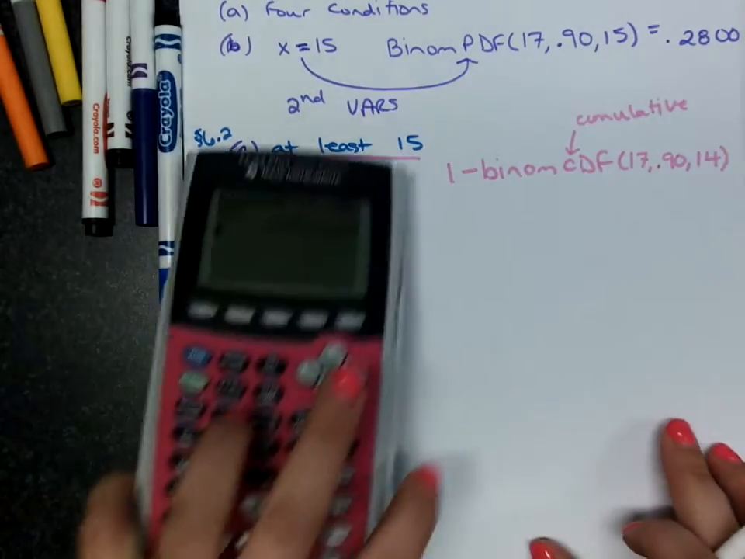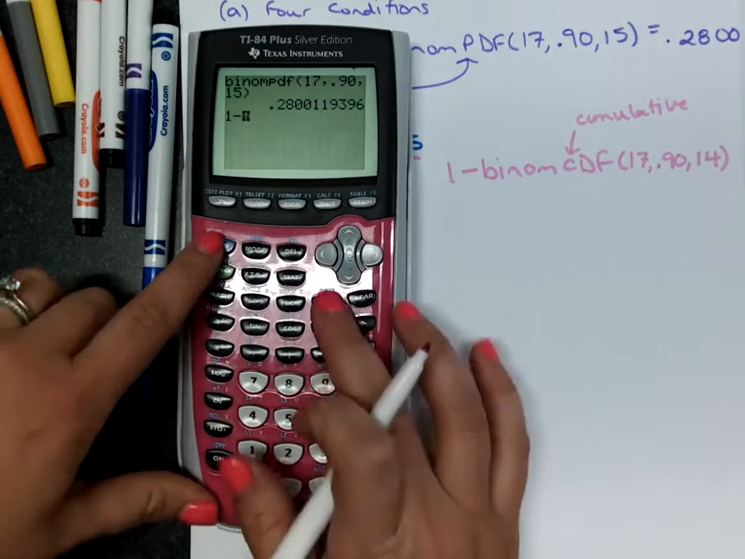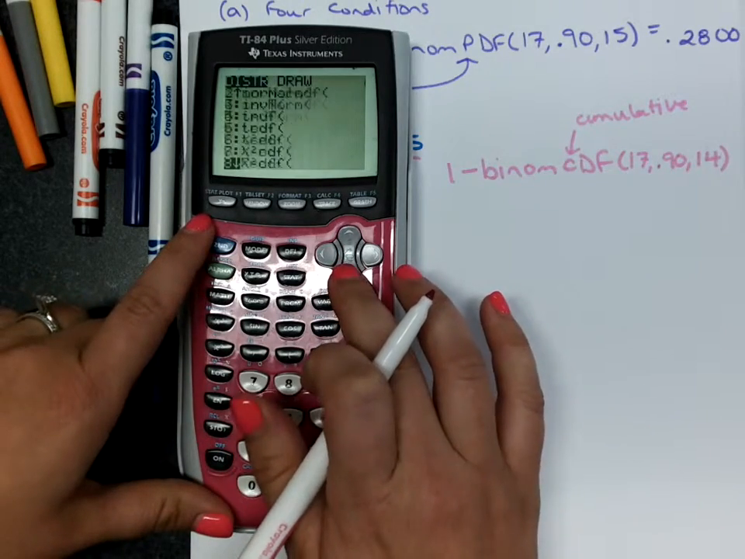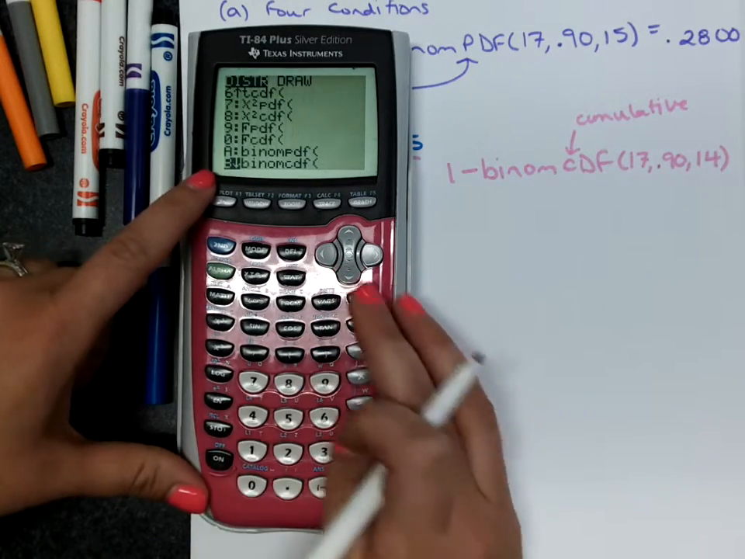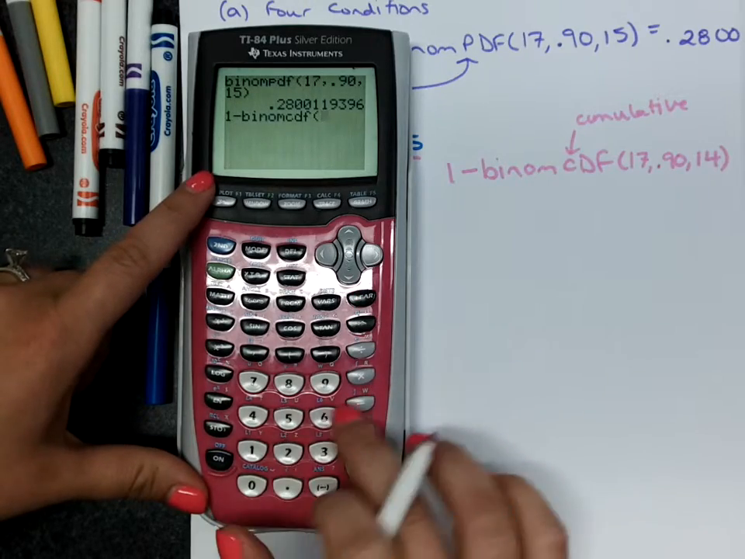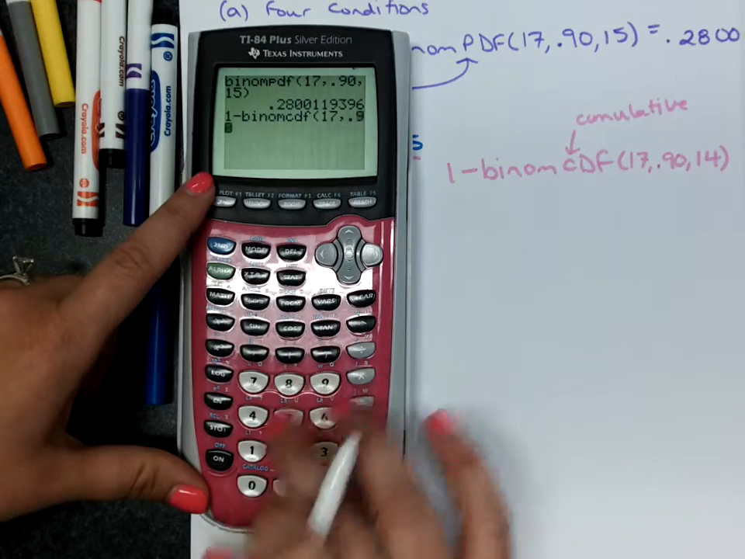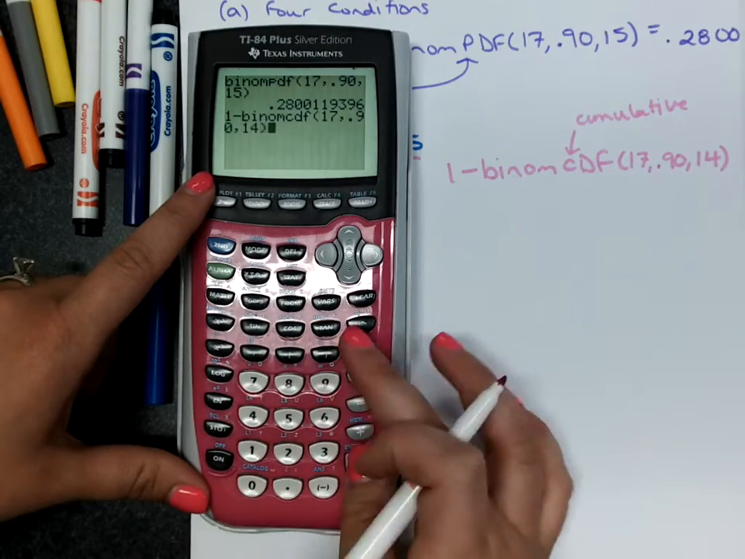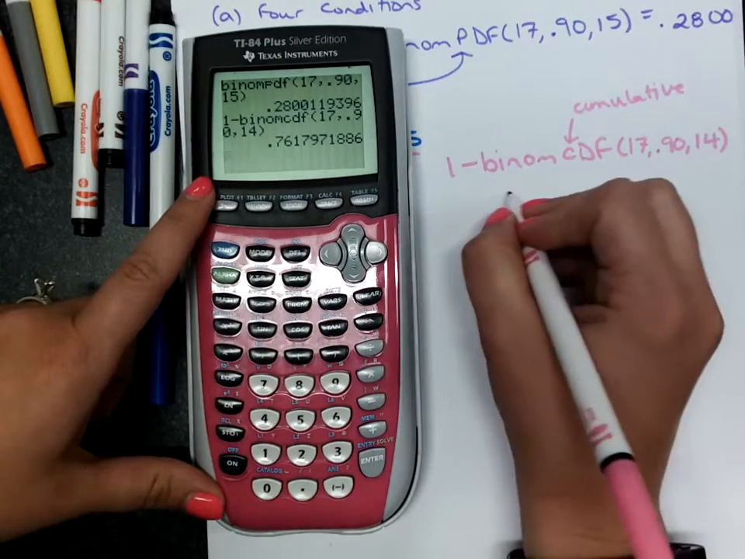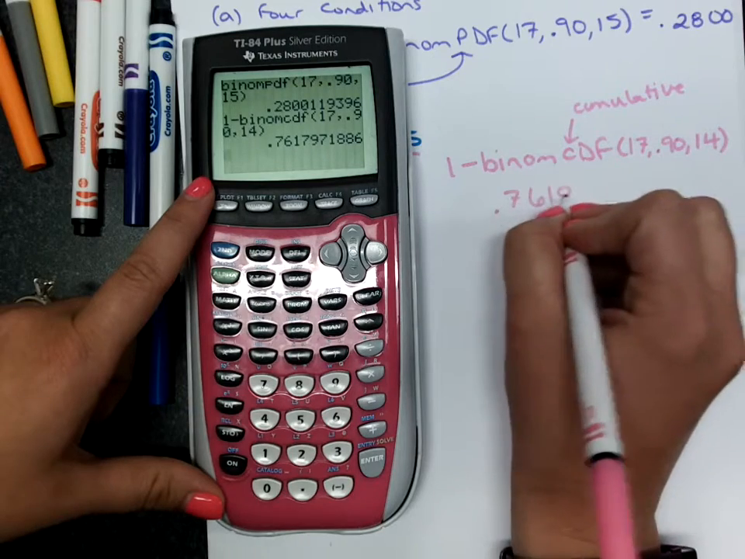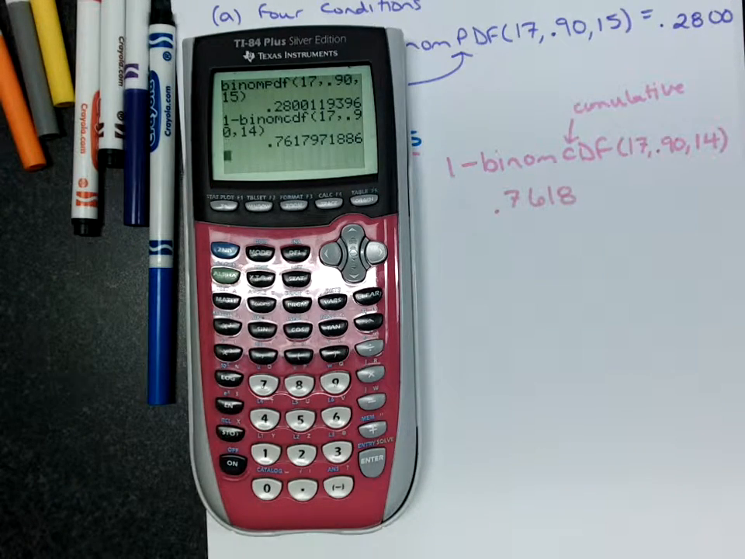And you can do that in the calculator. 1 minus, then call it binomial. This time we're going to use CDF. So 1 minus, and then call up binomial CDF. 17, .90, and 14. And our answer is 0.7618. Type that in.